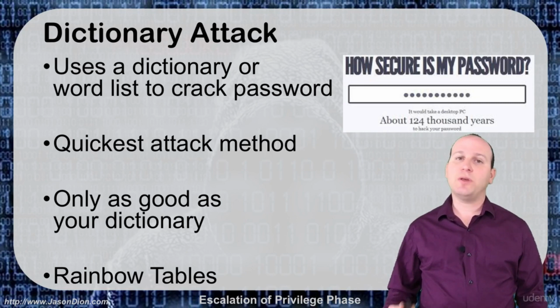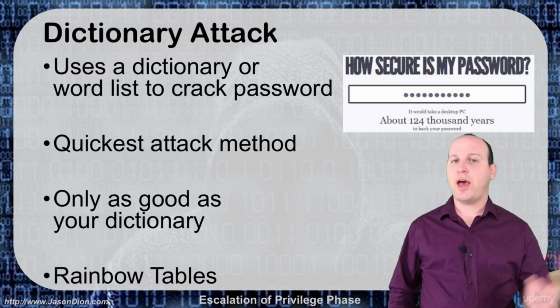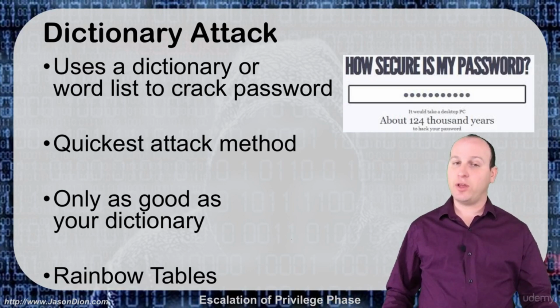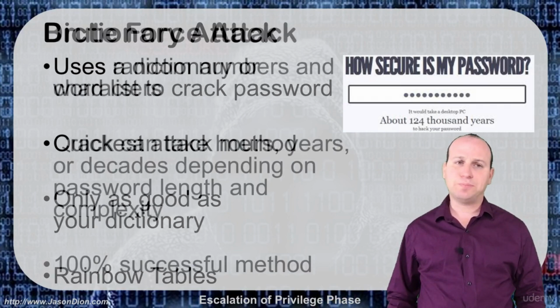So one of the ways we speed that up is we use what's called a rainbow table. And what a rainbow table does is it's actually a dictionary, but it's already pre-hashed. So now I can just compare hash to hash instead of having to create the hash and compare the hash. So that's one way to speed up a dictionary attack as well.